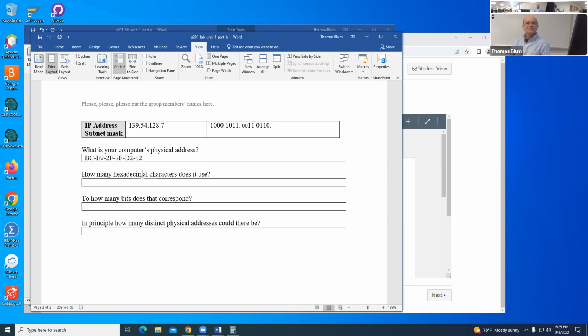So, a typical MAC address, got it. Yes, that is a MAC address. And when you have hexadecimal digits, some are 0 through 9. So it is 12. So how many bits is that? 48, because there are 4 bits in a hexadecimal digit.